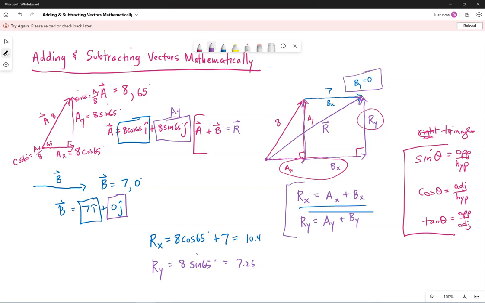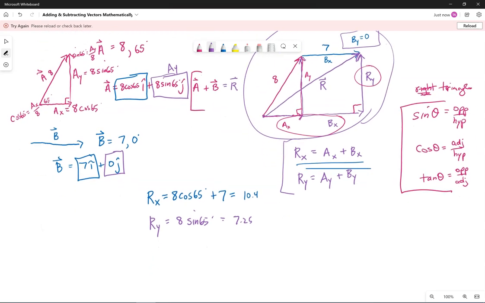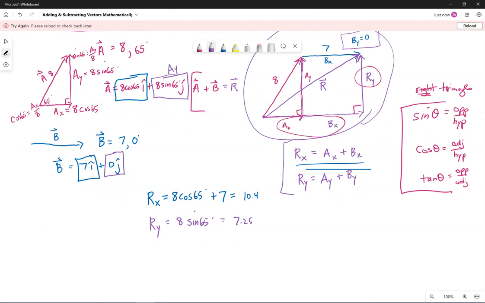So coming back to this picture up here, I'm going to draw it a little bit differently. We're saying that the x component of the answer of adding A and B together is 10.4 to the right and 7.25 up. This vector we drew in the first place to represent R looks like this. And we should not only be able to figure out the x and y components of this, but we should also be able to find the magnitude, so the length of that vector, and the angle it points at.